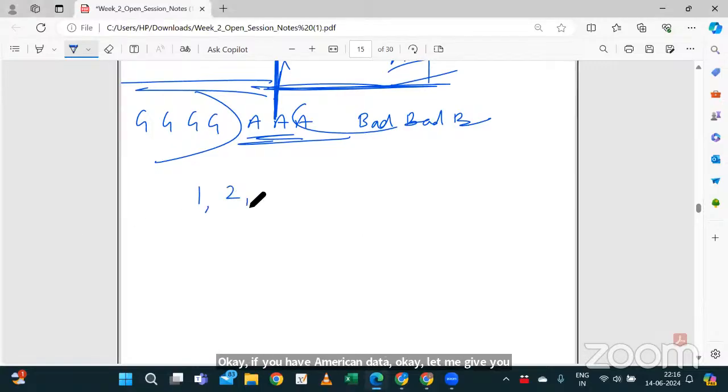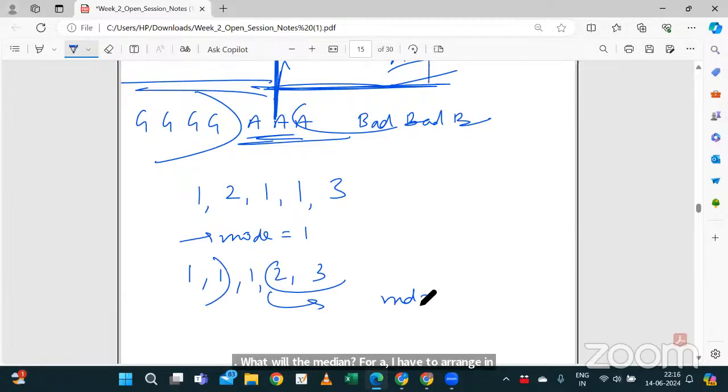Prashant, is there a situation or a type of data where mean, median, and mode can all be computed? It can be done on numerical data, which we did yesterday in week 3. Let me show you a glimpse. Suppose I have a data set like 1, 2, 1, 3. What will be the mode for this? 1, right? What will be the median? For median, I have to arrange in ascending order. Then the median is the middle observation, which is again 1, right?